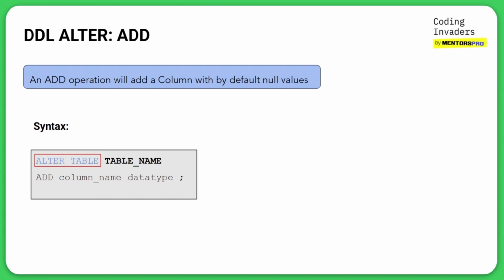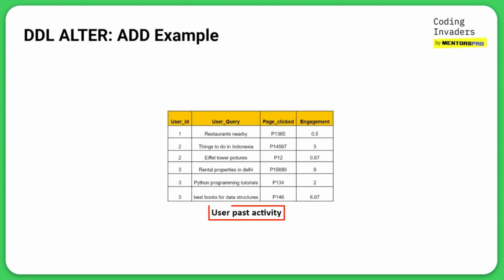Alter table is the main statement here, and then we need to mention the table name and then the keyword add. Here you need to enter the column name and its data type and end the command with a semicolon. Let's look at an example now. This is the user past activity table from our search engine case study. We want to add a column here called last date engaged. Please pause the video for a second and try to write the command by yourself. I hope you will get the query right. Let's look at the command now.